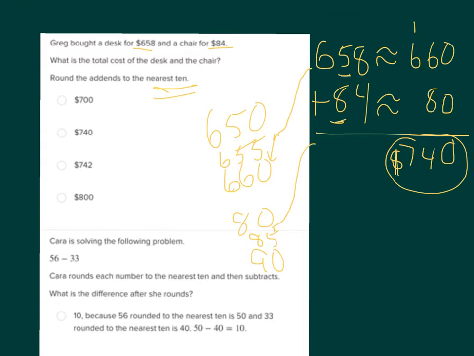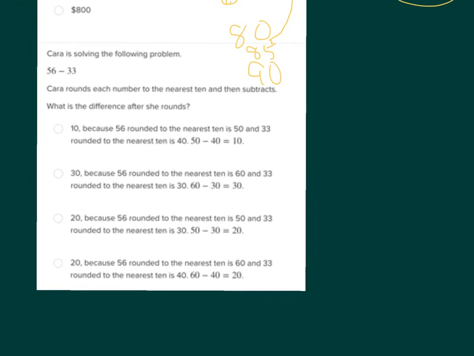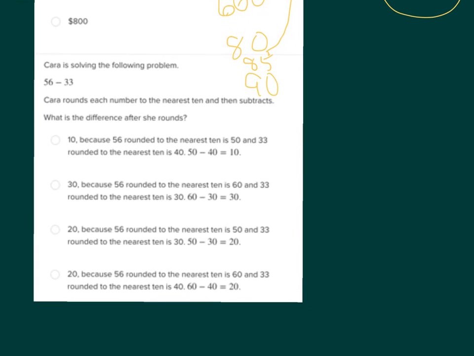Okay? Last question. Kara is solving the following problem, 56 minus 33. Kara rounds each number to the nearest 10 and then subtracts. What is the difference after she rounds? Okay, so I've got a tip for you. Don't read through all of these. They all have different answers. So if we just find out what the correct answer is without looking at all of these, then we can look back and see which one makes the most sense.